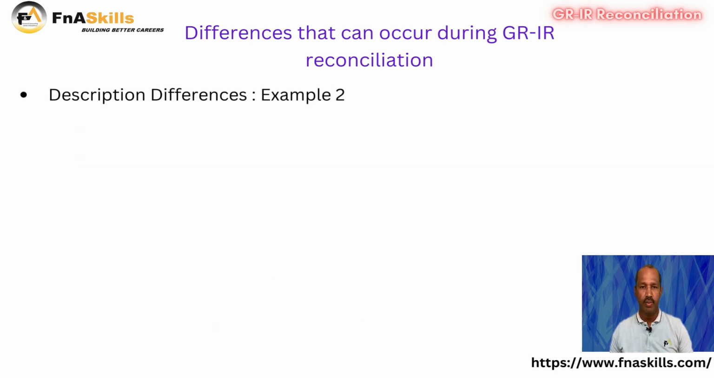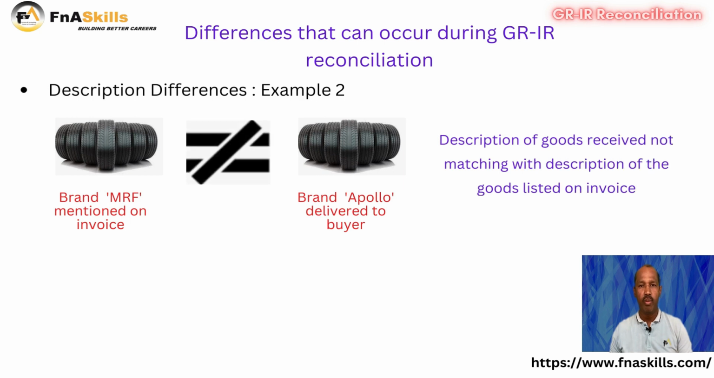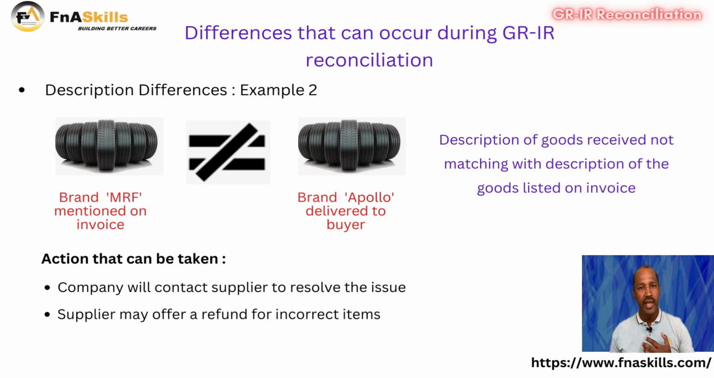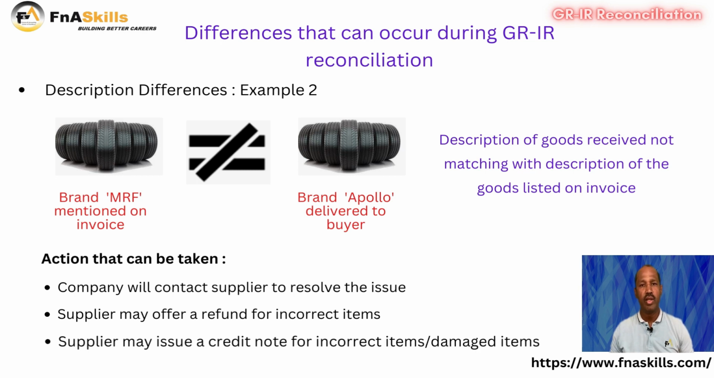Okay, so let's take another example. A company orders a specific brand of raw material, but upon receipt, they find that the supplier has delivered a different brand of the same material. The description of the goods listed on the invoice does not match with the description of the actual material that was received. So in both the cases, the company would contact the supplier to resolve the issues. The supplier may send the correct item or may offer to refund or credit for the incorrect item. So this is an example. GRR reconciliation process helps to identify the discrepancies in the descriptions and resolve them in a timely manner.